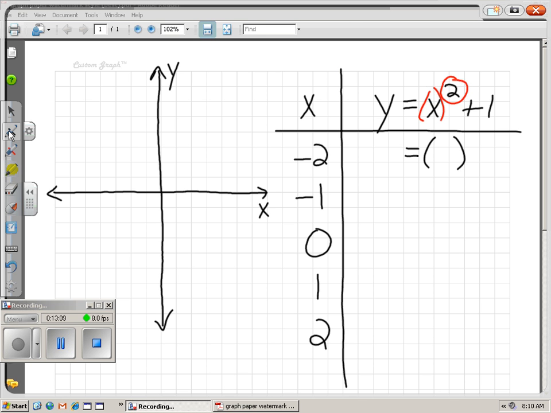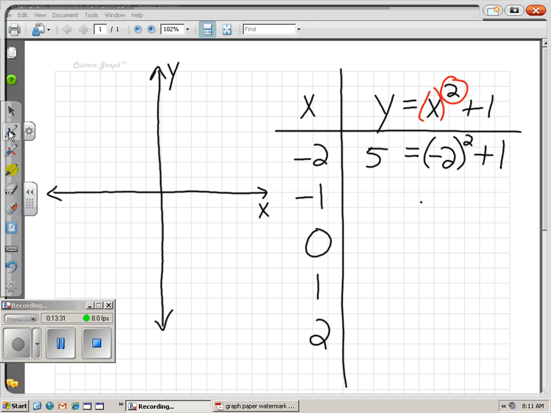So here's my parentheses. Here's my squared. Here's my +1. I take out the x and put in a -2. Now I do the calculations. Make sure you check your calculations on a calculator. If I square -2, that's -2 times another -2. That's +4. +4 plus 1 is 5.